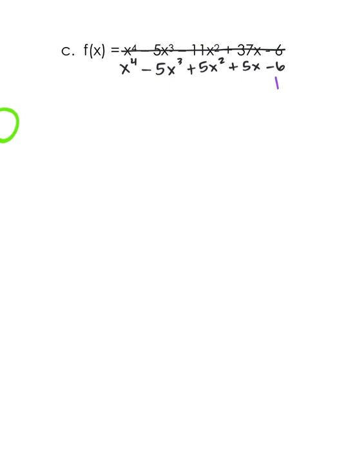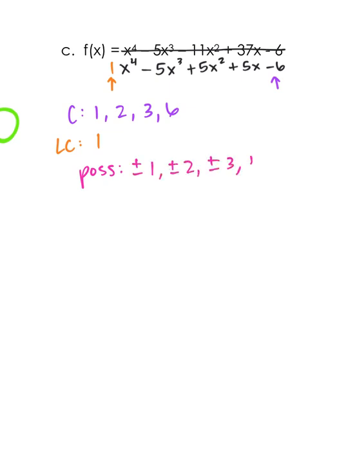So starting off, this is my constant. Remember, we don't need to worry about the negative. We're just going to deal with the 6. So my factors are 1, 2, 3, and 6. My leading coefficient is 1, which is my favorite because that means my possible answers are just plus or minus 1, 2, 3, and 6.